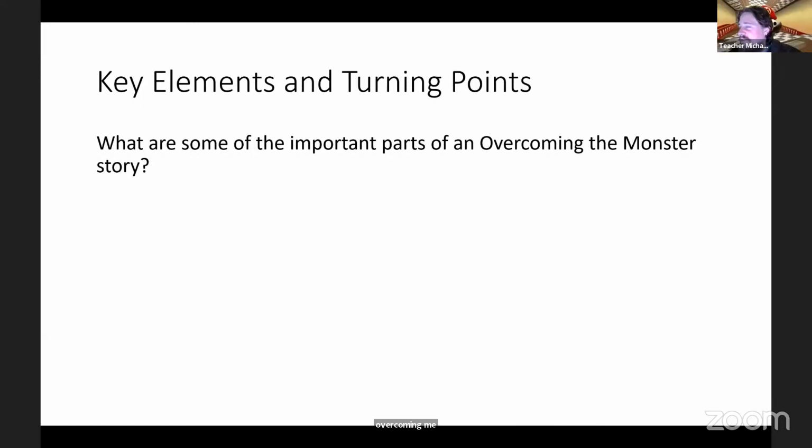Well, we're going to give you a chance to work with a group. I'm going to break you guys up into two groups, put you in breakout rooms for a couple of minutes, and I'll explain what you need to do. But by the end of the night, you should have a fair understanding of overcoming the monster. To overcome something simply means to beat it.